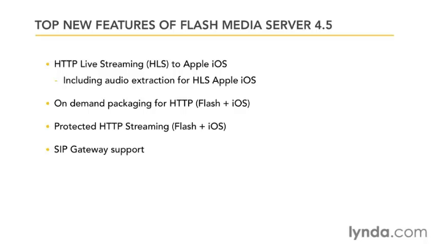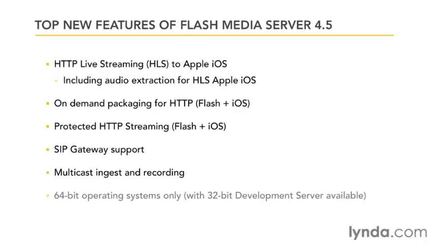The next feature is important for enterprise customers. You can now ingest a source stream via multicast. This is an important improvement in live broadcast efficiency on closed networks. And finally, FMS is now optimized to run on 64-bit operating systems. This lets FMS take advantage of the speed of 64-bit architecture and improves the overall performance of the server. There is still a 32-bit development server available, but it's not recommended for production.